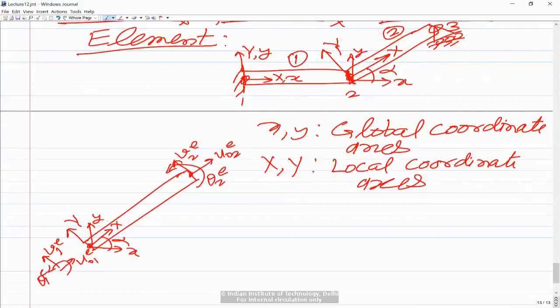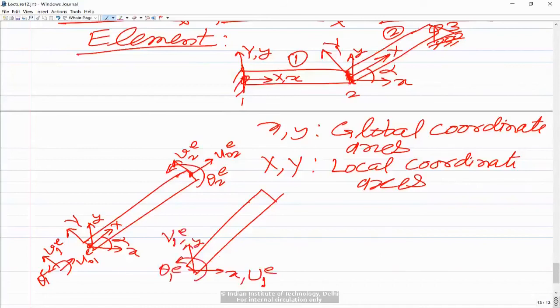Now if we look at the degrees of freedom in terms of the global coordinate axes, the coordinate axes are the same, this is x and this is y. The degrees of freedom along x will be u1e, along y we will have v1e, and the rotation is the same, theta 1e. Similarly at the second node we will have u2e, v2e, and theta 2e.